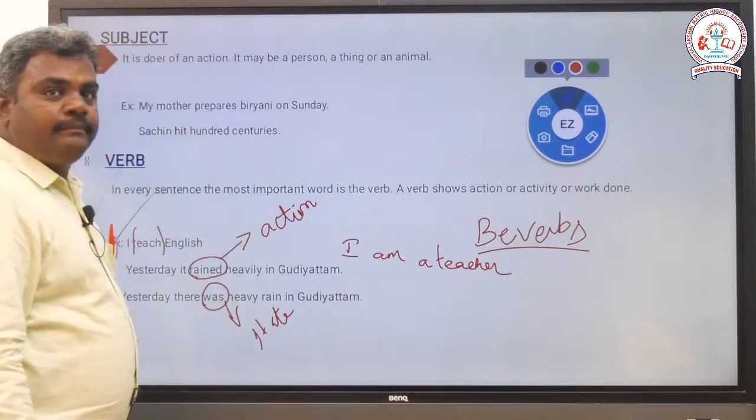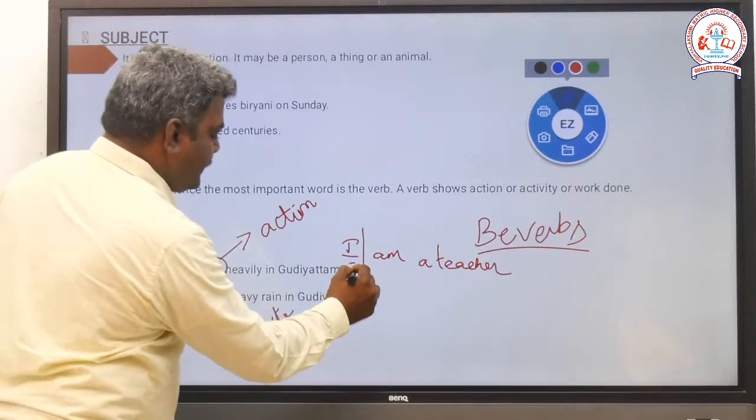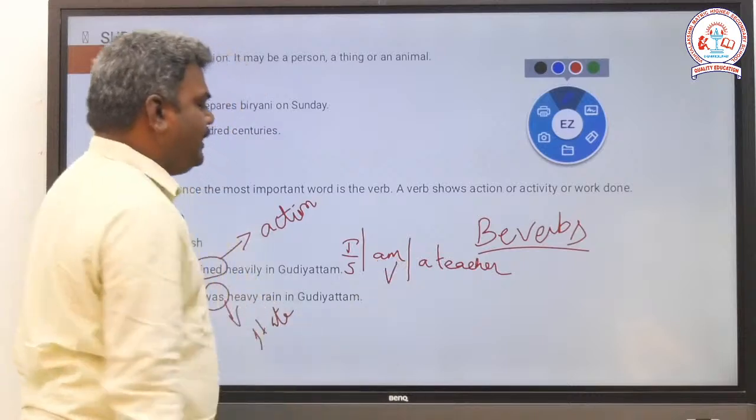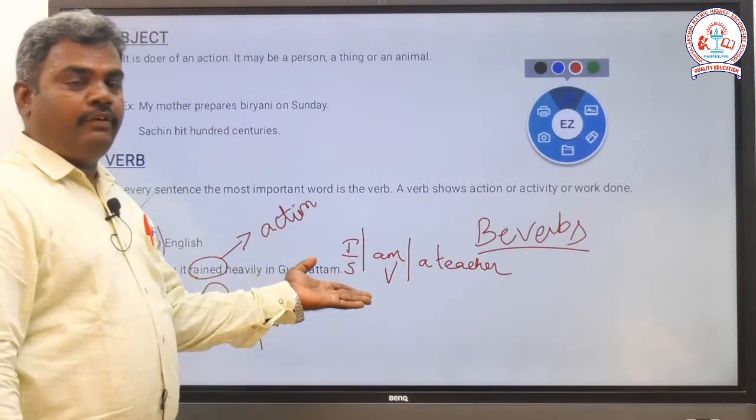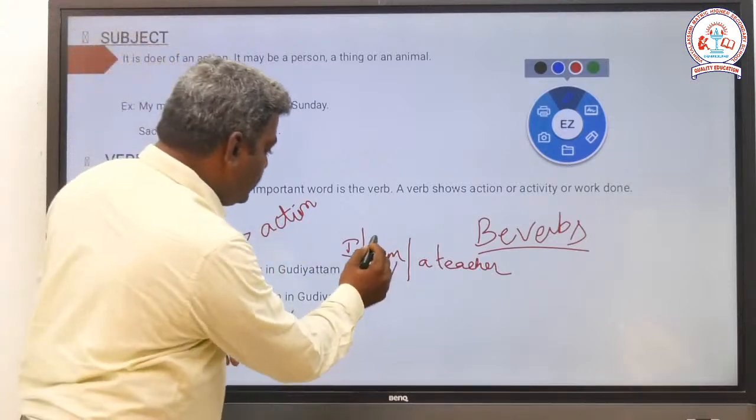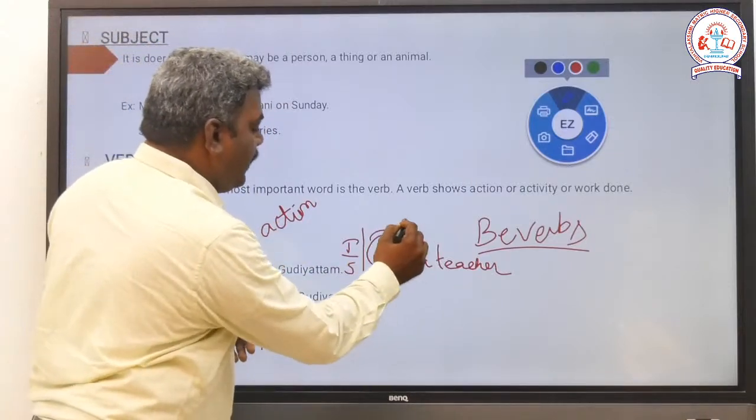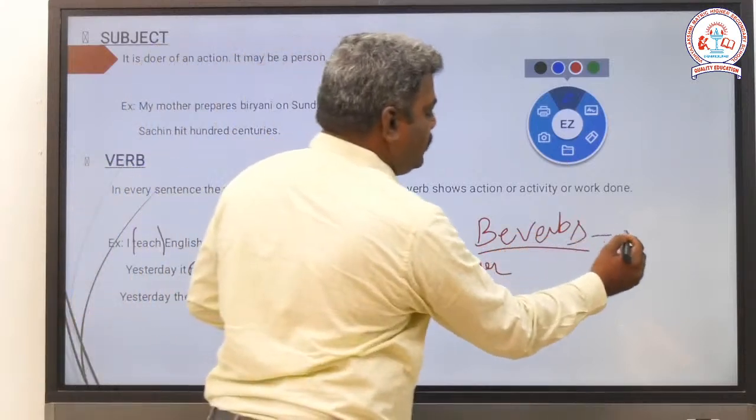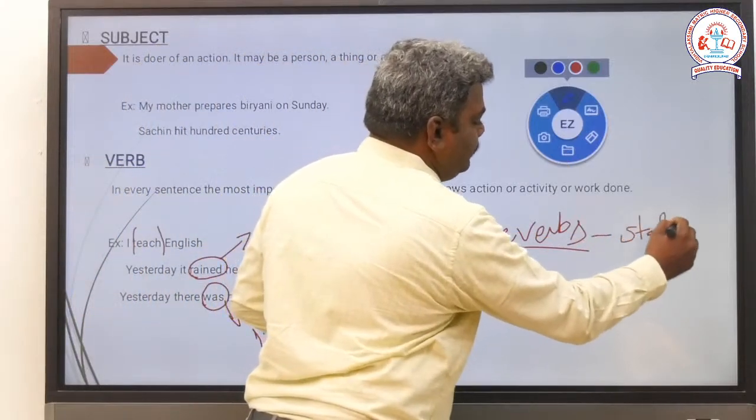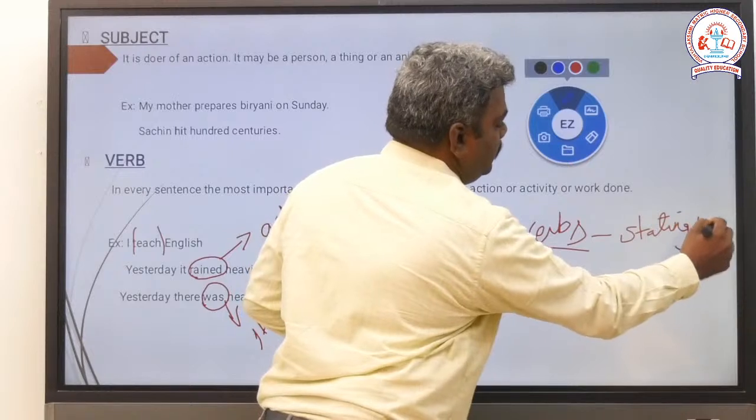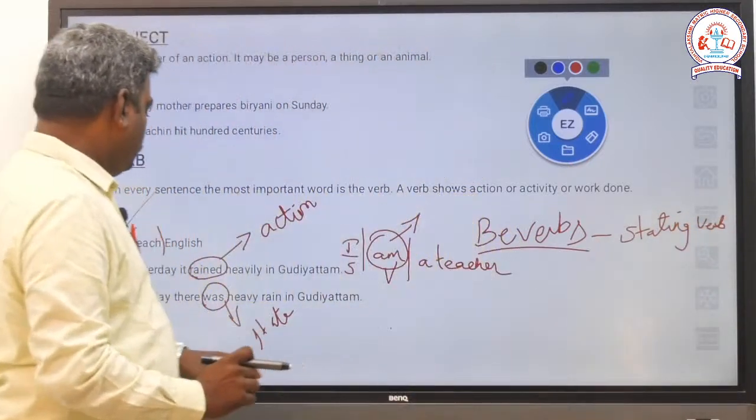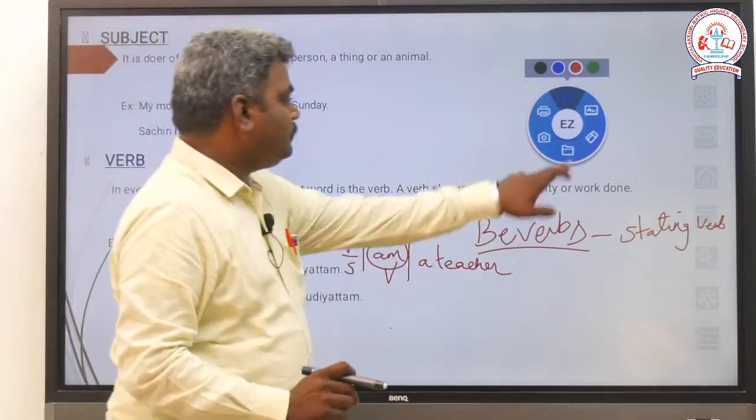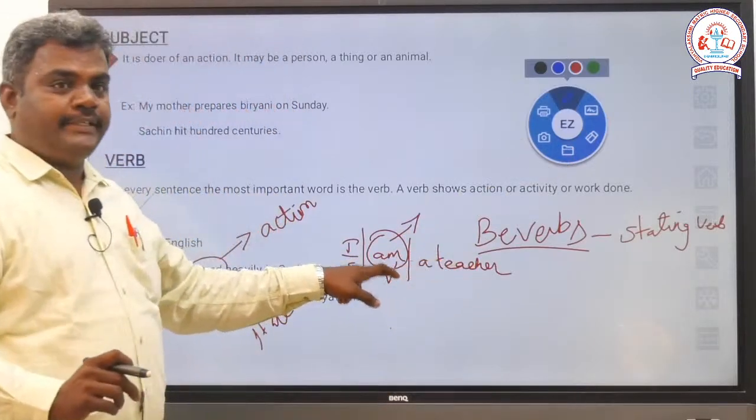I'm a teacher. So I is the subject, am is the verb. Sir, this is not an action, sir. How can you write that is a verb? I'm telling you, this is coming under be verb. Be verb is called stating verb. Even in sentence patterns, we have some special verbs also. I think there will be no doubt in this.